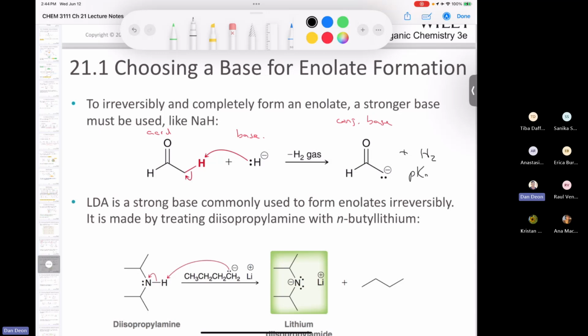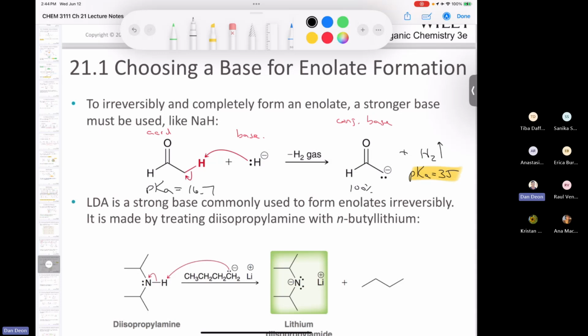So its pKa is around 35-ish. And the pKa of this was 16.7. So what does that tell you? It tells you that the equilibrium is going to lie to the side of the weaker acid. So is hydrogen gas an effective base at deprotonation? Absolutely. It's going to give you 100% deprotonation, right?